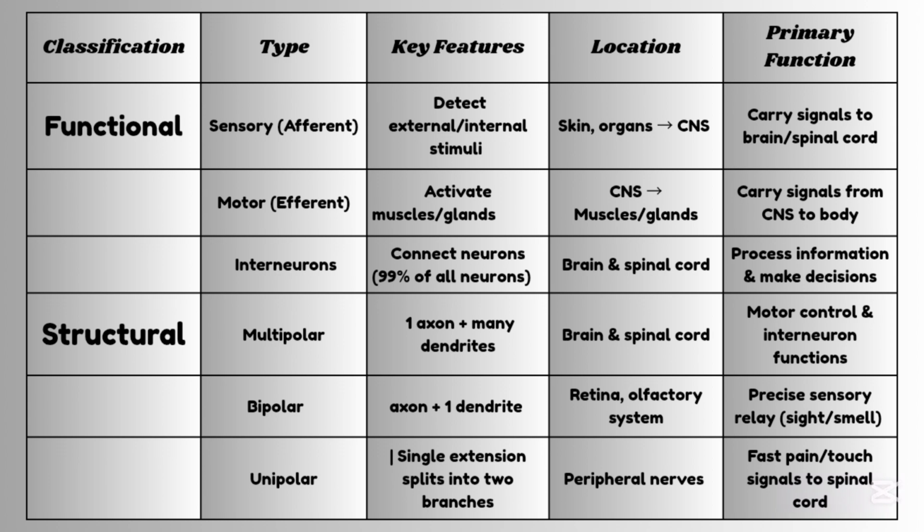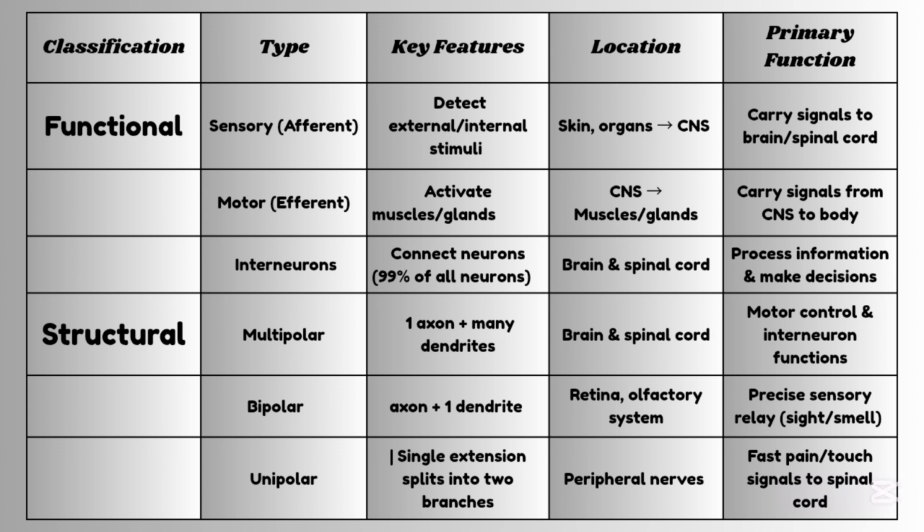Okay, the next type is our unipolar neuron. The key feature about this is that it has a single extension, and that divides into two branches. One acts as dendrite and the other as axon. But basically it has one extension. Its location is that it is present in our sensory ganglia, the dorsal root ganglia of the spinal cord, and the sensory ganglia of some cranial nerves. Its primary function is to carry fast pain and touch signals to the spinal cord.